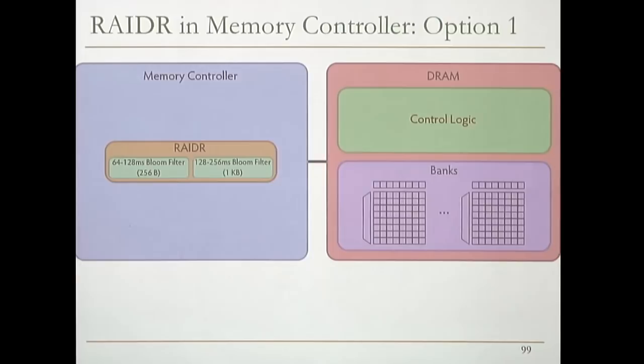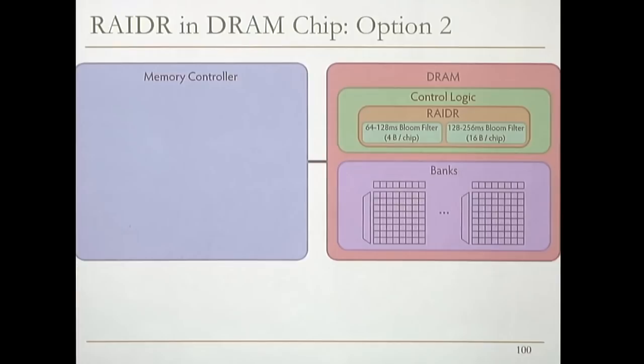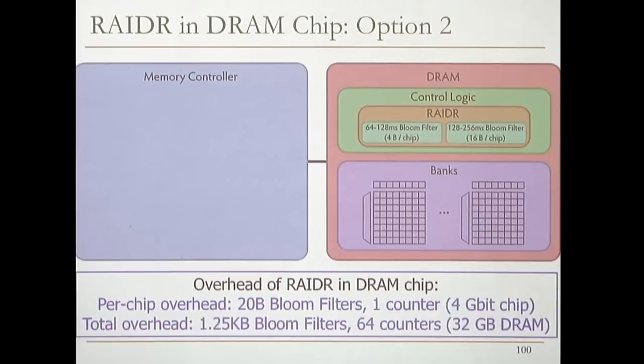So for RAIDR to be implemented, you need to change this interface, right? If you implement RAIDR in the memory controller, you change this interface, and what you need to do is send the addresses and the refresh commands for those addresses. Now, the good thing is you're reducing refreshes significantly, so the addresses that you send hopefully will not consume more power. And this needs to be evaluated again, and the paper evaluates that. So the overhead is this if it's in the DRAM controller: you need additional commands issued per row refresh. But there's another possibility. Perhaps you do it in the DRAM chip, right? If you do it in the DRAM chip, then the overhead is even lower, and you don't need to send additional commands. But that requires some other changes to the interface, which we're not going to talk about.